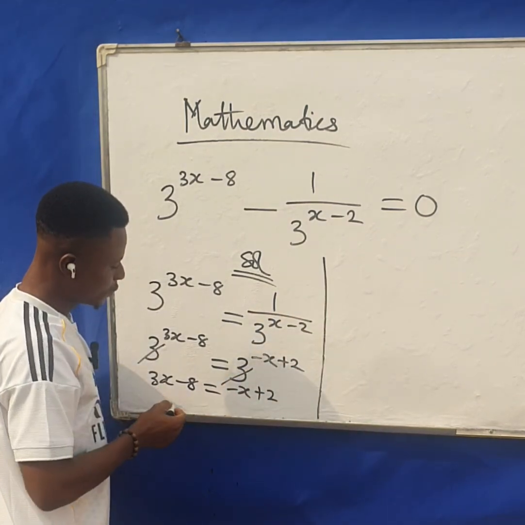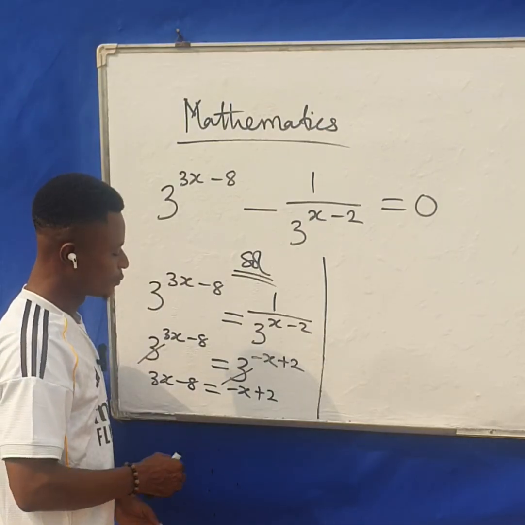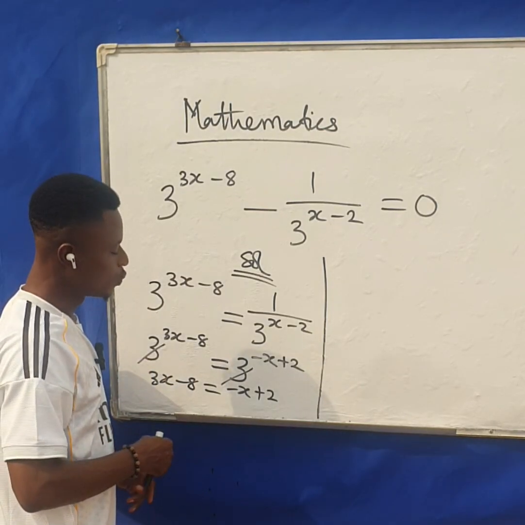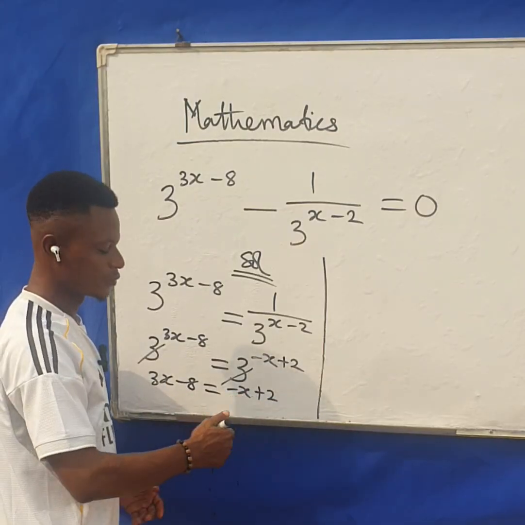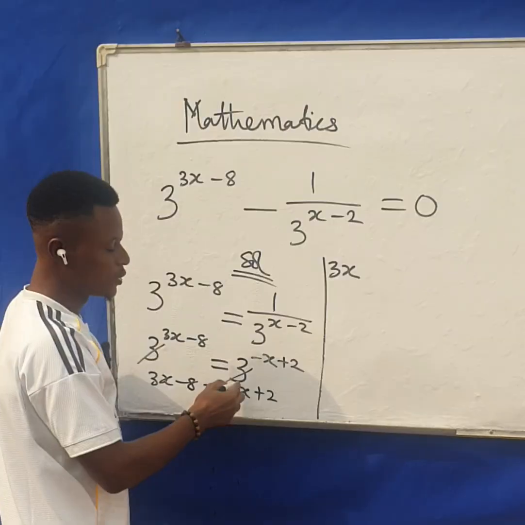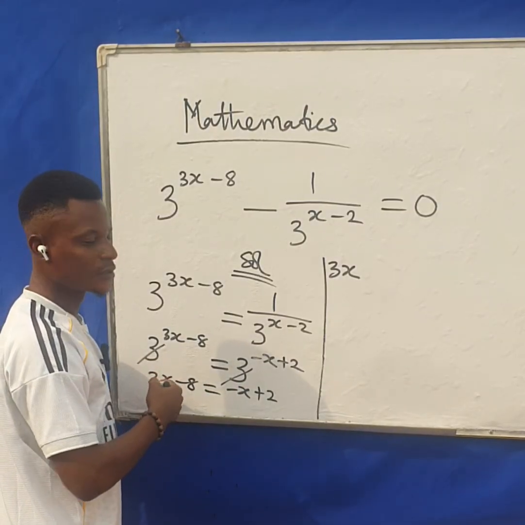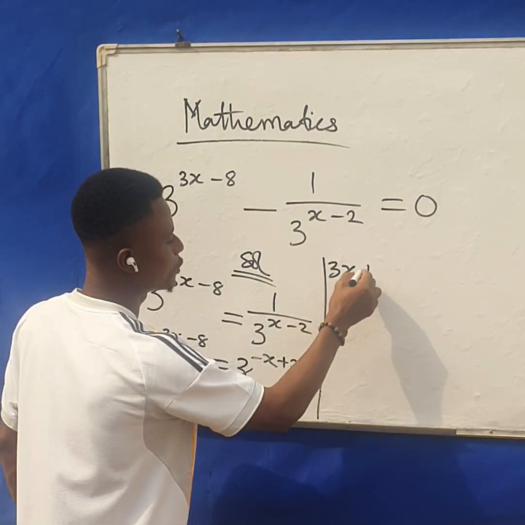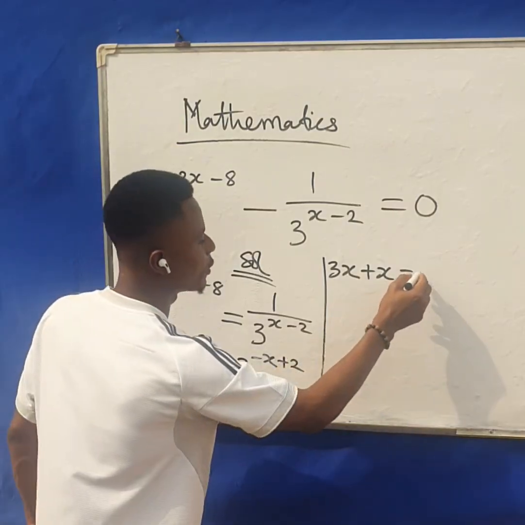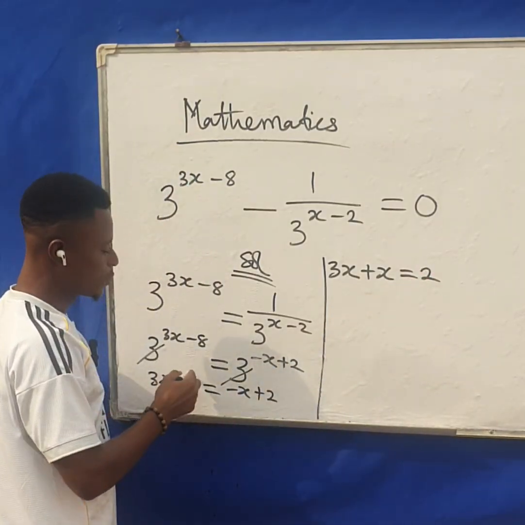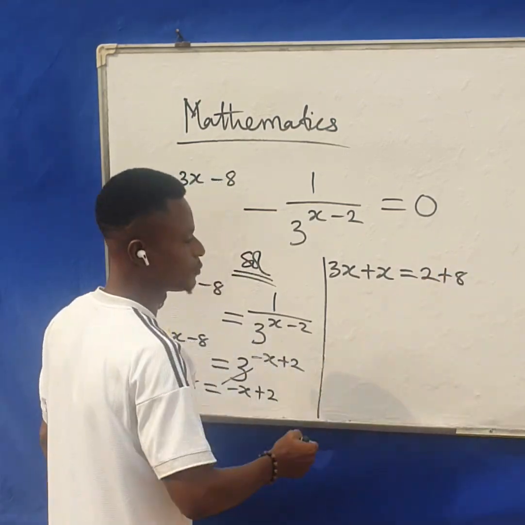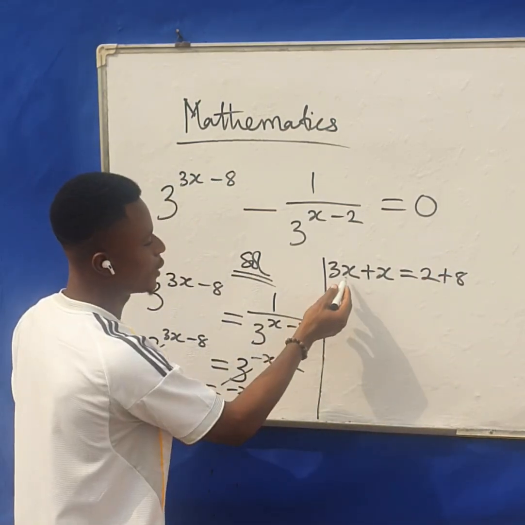So the next thing to do now is to collect like terms. All the x should be on one side of the equation, while only numbers should be on the other side of the equation. So this 3x will have to be on the left. This negative x will have to cross over to the left hand side. When it does that, it changes to positive x, then equal to this positive 2 will remain there. Then this negative 8, when it crosses, changes to positive 8.